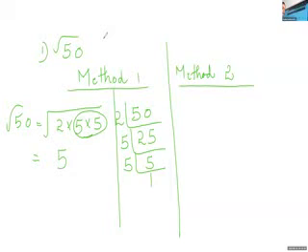2 has no pair. So, how will you write it? 5, and that 2 you can simply write as root 2. So root 50 is 5 root 2. Did you understand? That 2 is alone there. It has no pair, so you have to indicate it as root 2 itself. So it is root 2.